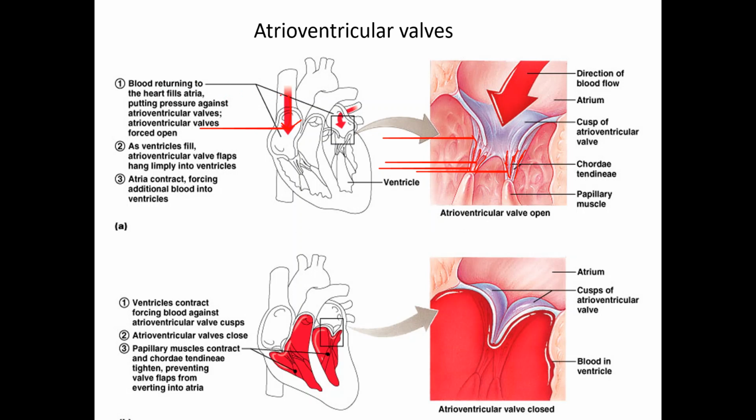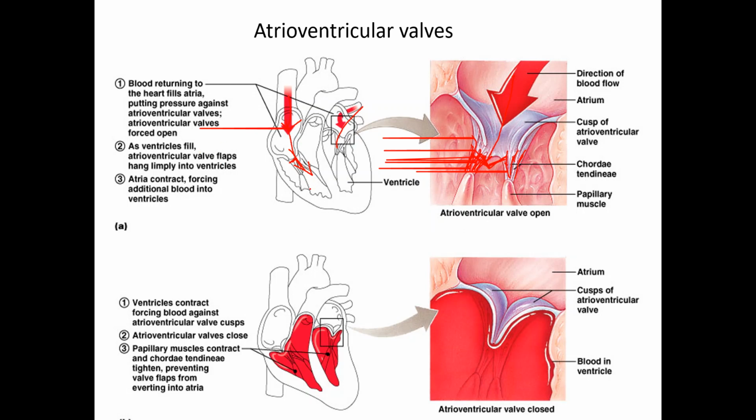But the blood returning to the heart fills the atria, and this could be either the unoxygenated or oxygenated blood, depending on which atria we're considering. And this puts pressure against the valves that are forced to open. So it's the blood itself coming back that puts a pressure, and because of the way they're shaped and the fact that they're anchored, these valves open.